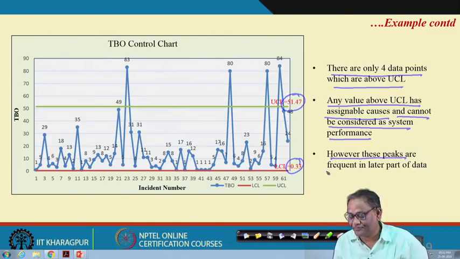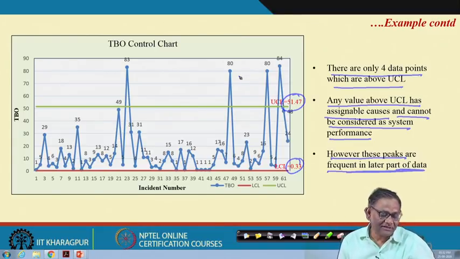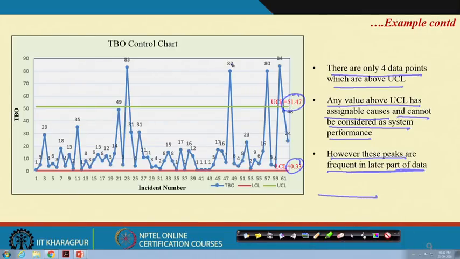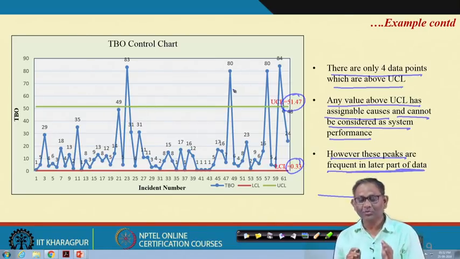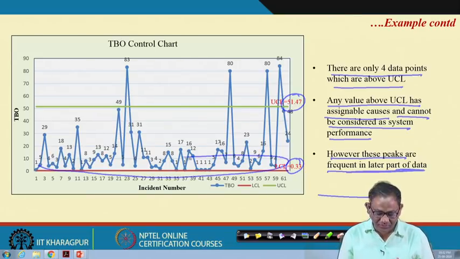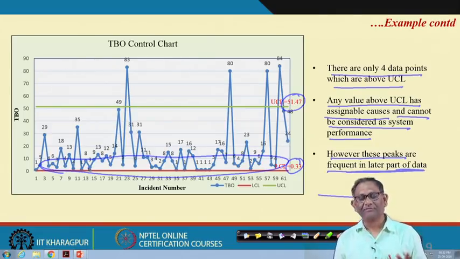However, these peaks are frequent in the later part of the data. Okay, that means very frequently here. Now, if I consider TBO, time between occurrence, this is basically the injury-free, accident-free, incident-free period. So, beyond UCL means the accident-free period is stretched, so it is a good indication. But if there are many at the lower level, then performance is very poor. So, that is the insight from this control chart.